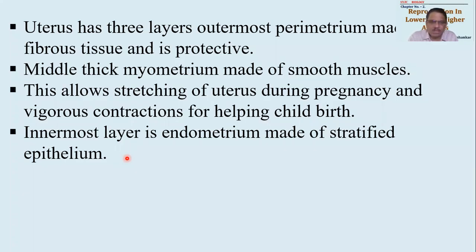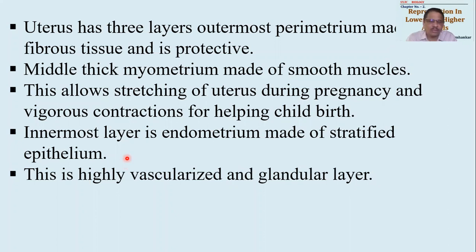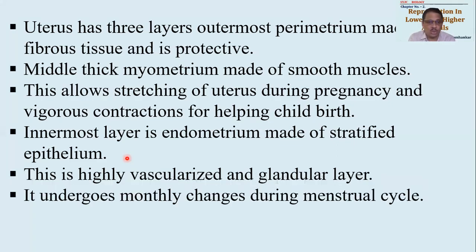Okay, there is an innermost layer, the endometrium, which is made up of stratified epithelium. Now this stratified epithelium is very important because it is capable of undergoing regeneration quite often. It is highly vascularized, highly glandular layer, and the cells available will keep on dividing and redividing quite often because this layer is lost. In a monthly cycle, the menstrual cycle, the layer will be lost once every month and will be regenerated.